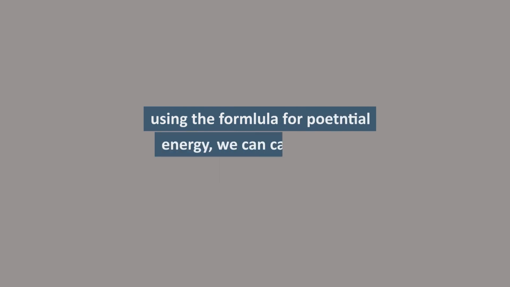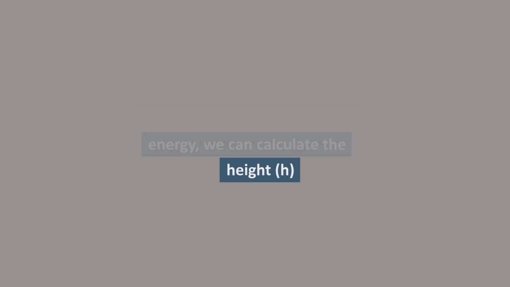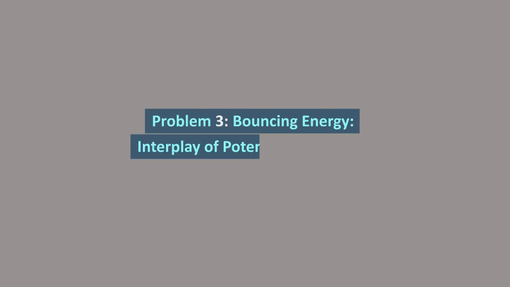Potential energy, P, equals K. P equals 200,000 joules. Using the formula for potential energy, we can calculate the height, h. P equals m times g times h. 200,000 equals 1,000 times 9.8 times h. h equals 20.41 meters.